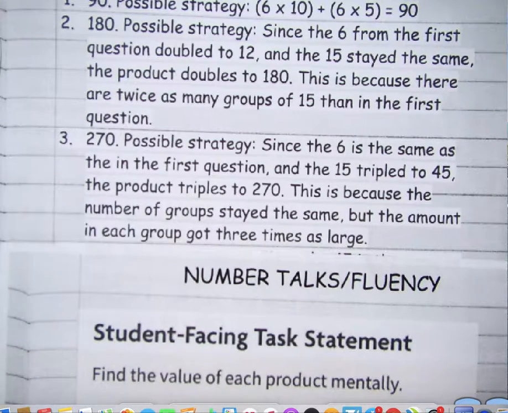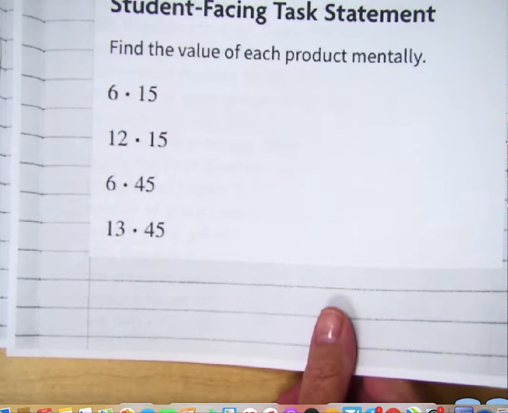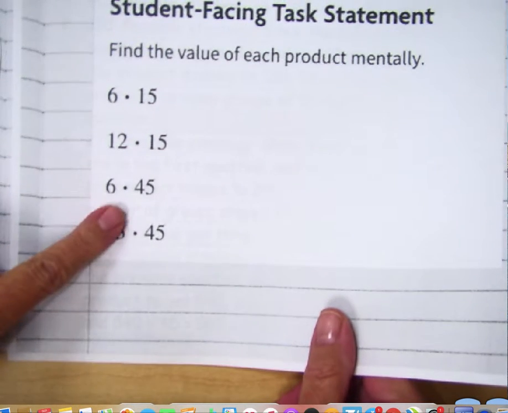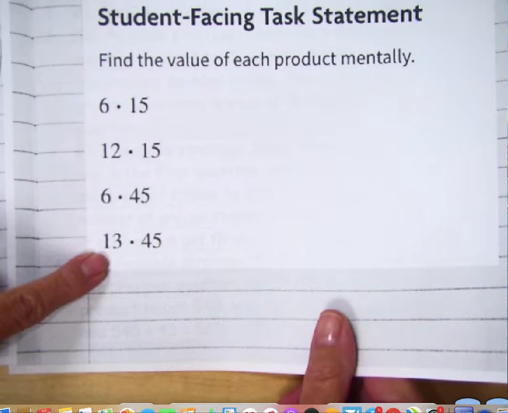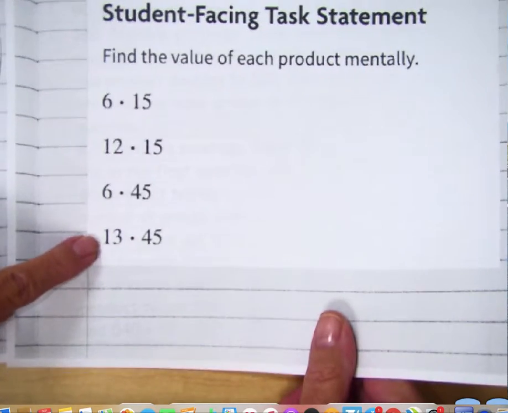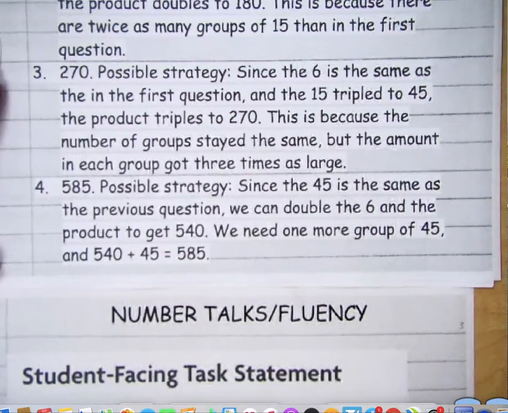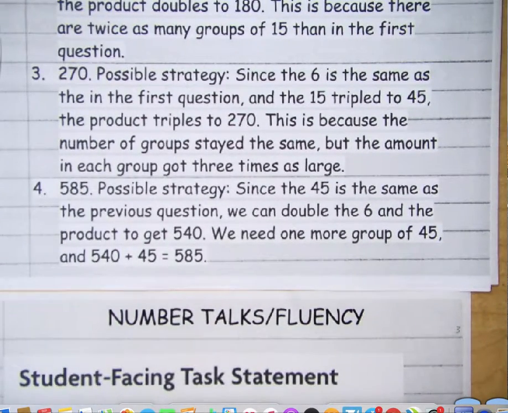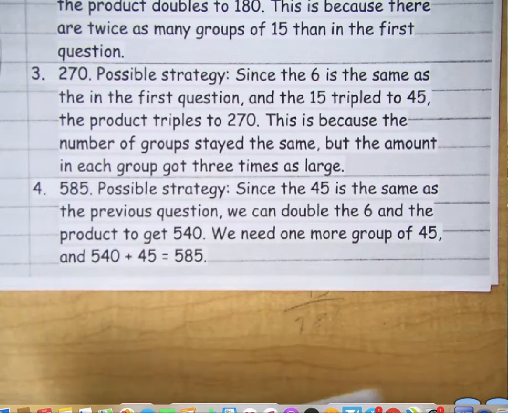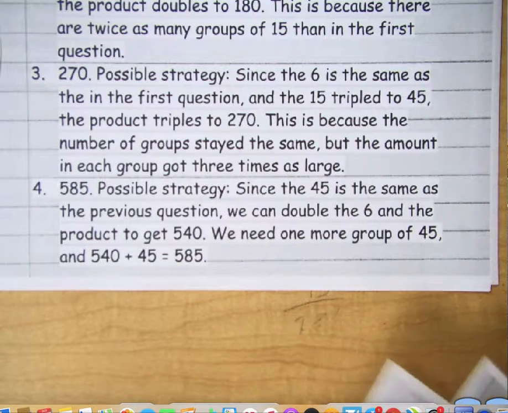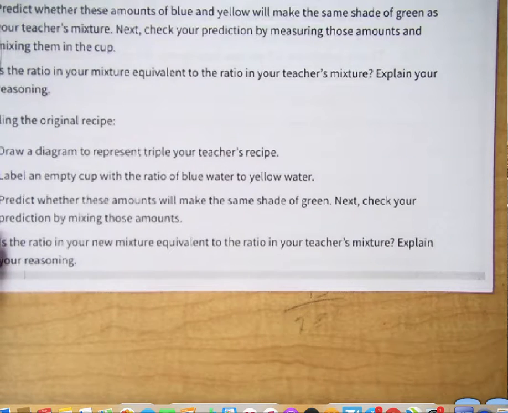Okay? And then the last one, 13 times 45. I could double the 6 to make it 12 and then add one more group of 45. Okay? The 45 is the same as the previous question. We can double the 6 and the product goes to 540. And then add one more group of 45. So 540 plus 45 would be 585. All right, any questions? All right, so today we're going to talk about color mixtures.